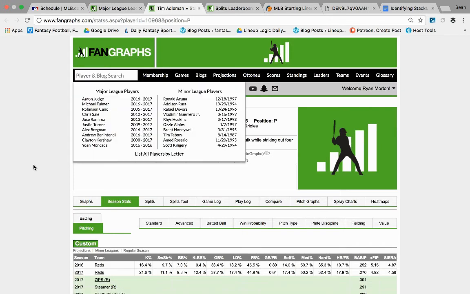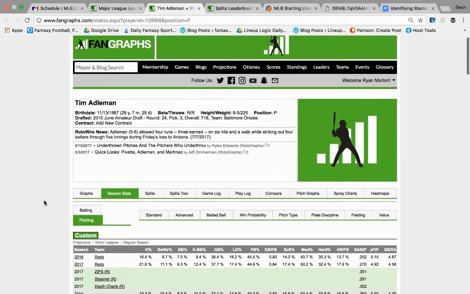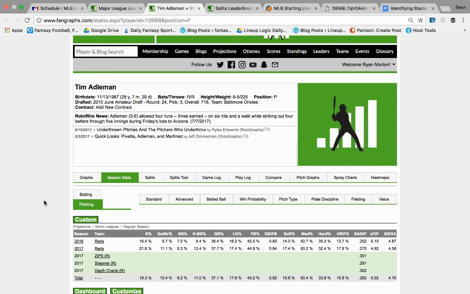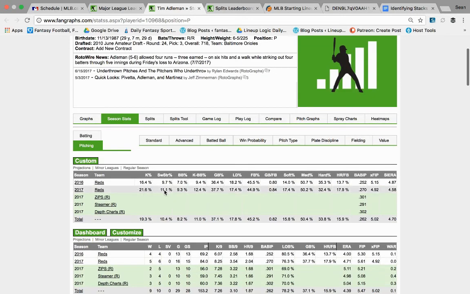Is it righties? Is it lefties? Is it home? Is it the road? What's the problem that he's facing this year? When we look at this, his K rate and swinging strike rate are pretty respectable. His walk rate is a little bit elevated, so maybe that's part of his problem, which brings his K to walk ratio down more than you want.